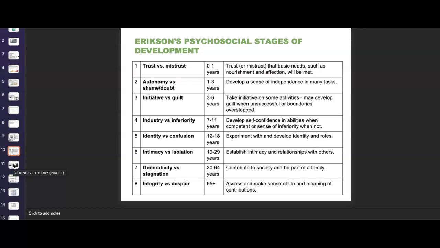It's interesting to think about this given that you're smack in the middle, and I'm also smack in the middle of stage 7. So we're all experiencing Erikson's stages. Think about these stages throughout your lifespan. Can you identify with any of these stages?